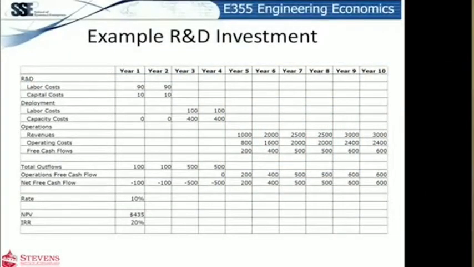So here's our R&D investment. We're going to spend $100 million in year 1, $100 million in year 2. Once we have the technology developed, we're going to spend $500 million in year 3 and $500 million in year 4. We're going to build a factory, put in the machines, get everything working. And then in year 5, we're going to have a new product in the market with new revenues, operating costs, and free cash flows. And if we do the net present value and internal rate of return at a 10% interest rate, we get $435 million as our net present value.